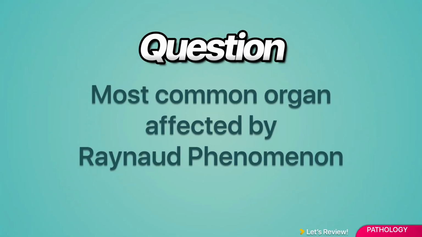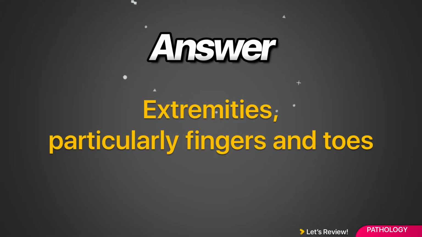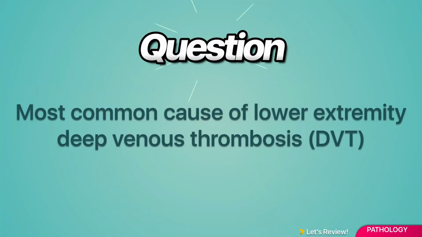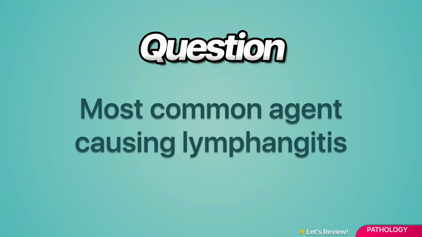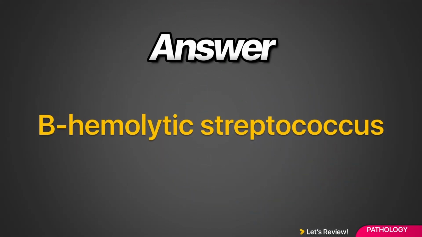Most common organ affected by Raynaud phenomenon. Extremities, particularly fingers and toes. Most common cause of lower extremity deep venous thrombosis. Decreased blood flow in the setting of prolonged immobilization. Most common agent causing lymphangitis. Beta hemolytic streptococcus.